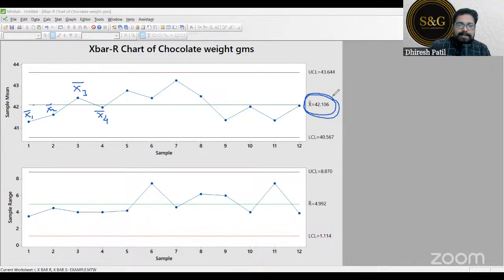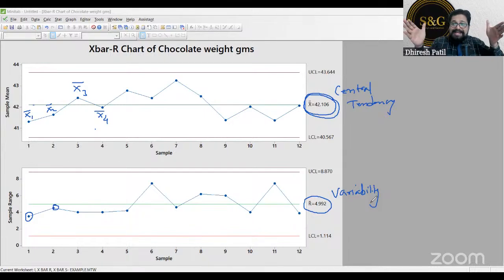Super clear, everybody? And similarly, this is the range chart. And this is the R bar, which is the average of all the ranges. So this is actually finding out the central tendency of the data, where the center is, and this is actually showing the variability of the data. How much is the variation of the data? Variability of the data, the range. And this is called the X bar R chart. Just type yes in the chat box. Everybody clear with this?